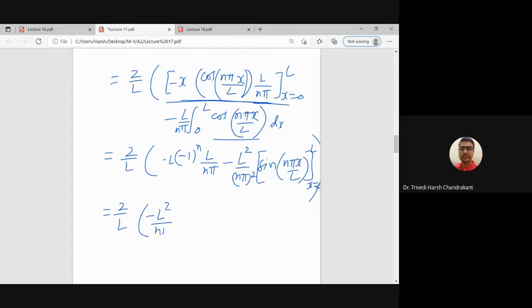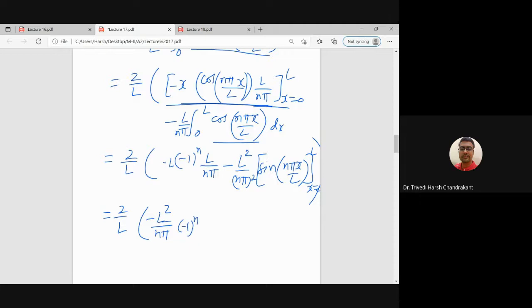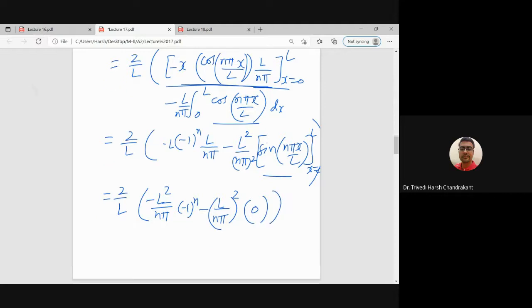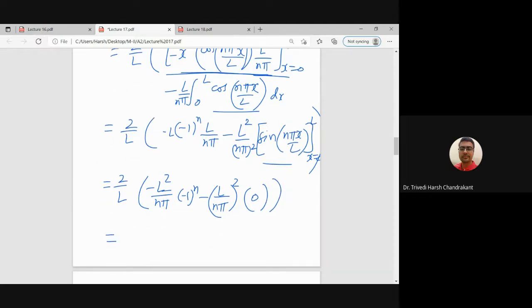L into L, L square, n pi minus 1 power n minus L divided by n pi square. When we substitute this limit, we know that sine 0 is 0, and sine n pi will also be 0. So both the limits will be 0, and essentially we get the last term. L will cancel out, this part is 0. So in the first term, L will cancel out, and we get 2L divided by n pi minus 1 into minus 1 power n. So that will be minus 1 power n plus 1.